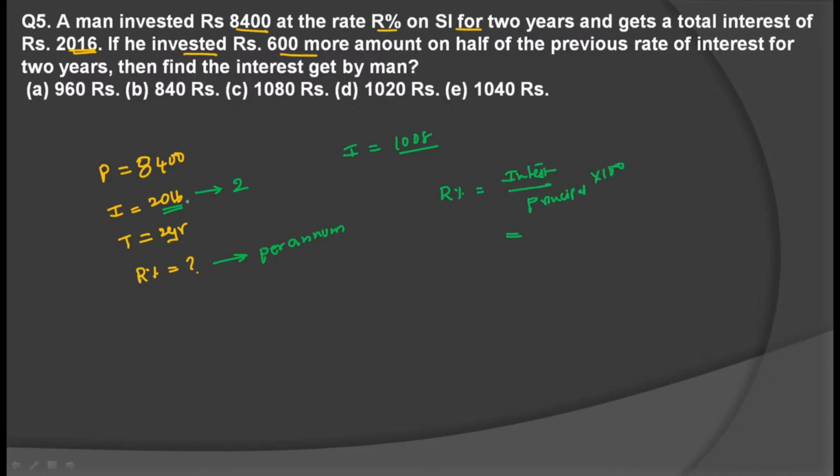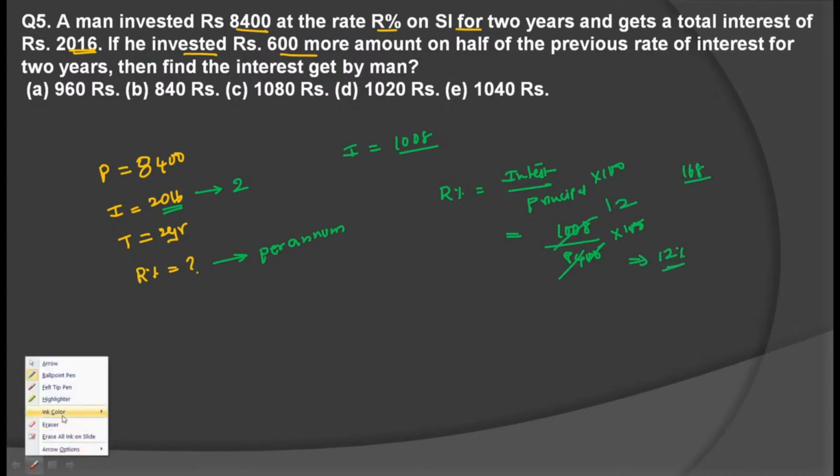Now the interest amount. What is the interest amount per annum? It's equal to 1008 divided by the principal, 8,400. Now, 84 ones are 84, we are left with 168, 84 twos are 168. Now you can get the rate of interest, which is 12. So by this information, we can get the rate of interest is equal to 12%.